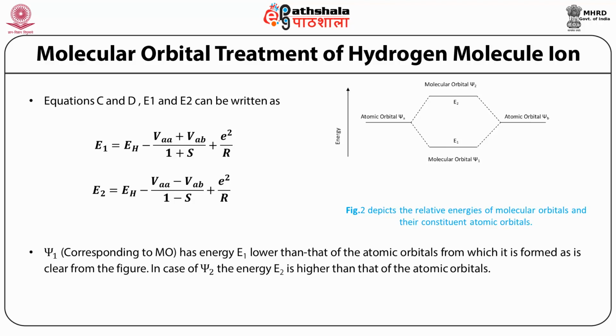And psi 1, corresponding to the molecular orbital, has energy E1 lower than that of the atomic orbitals from which it is formed, as is clear from the figure given over here. In case of psi 2, the energy E2 is higher than that of the atomic orbitals, and this figure depicts the relative energies of the molecular orbitals and their constituent atomic orbitals.